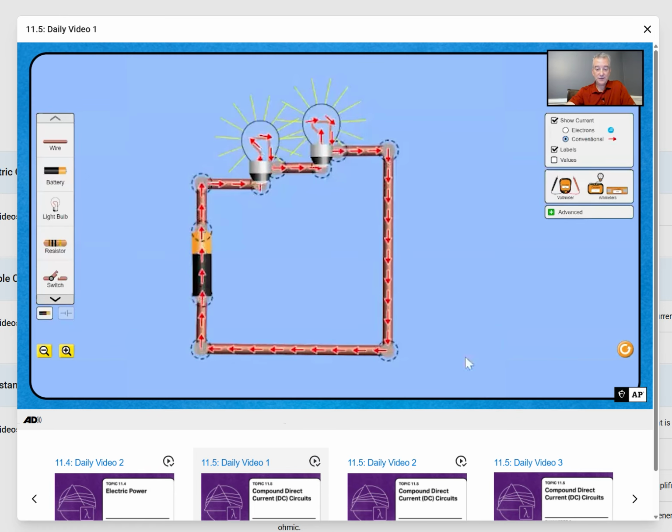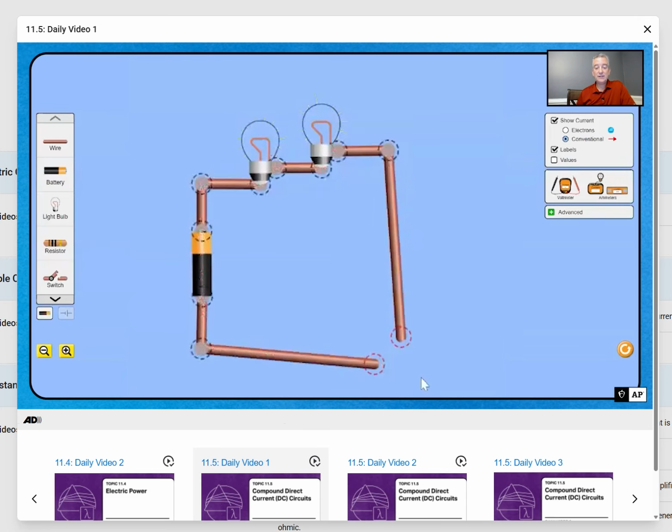Another interesting feature of a series circuit is that if I come over here, I can actually disconnect the circuit. What do you think is going to happen to the brightness of the light bulbs when I disconnect the circuit? Well, if I click here, I break the circuit open, and you'll notice that now we do not have a closed circuit, we have an open circuit, and as a result, our light bulbs are going to go out. So in any series circuit, any break in the path will cause the entire circuit to stop functioning.